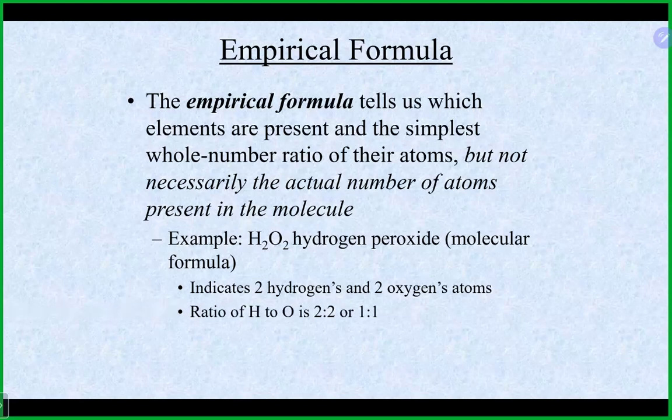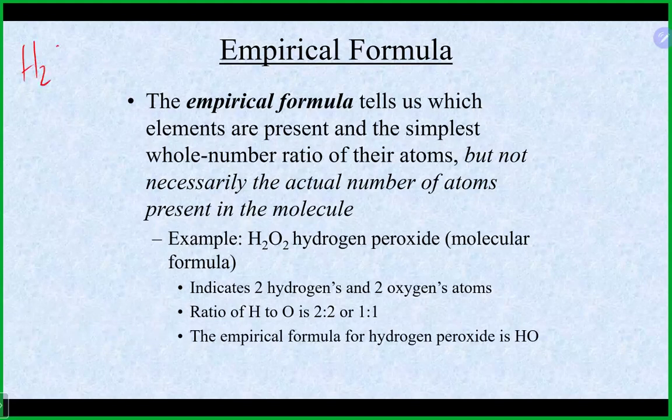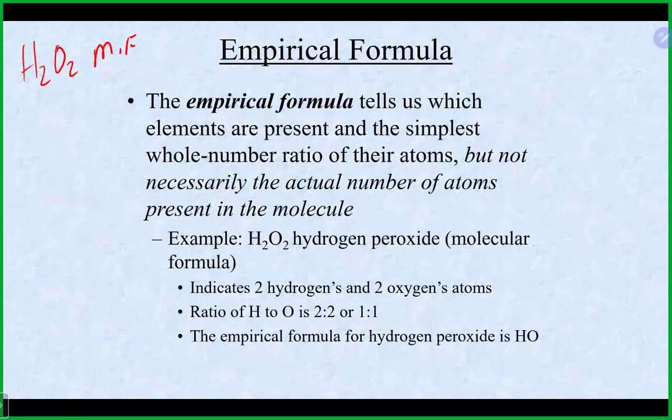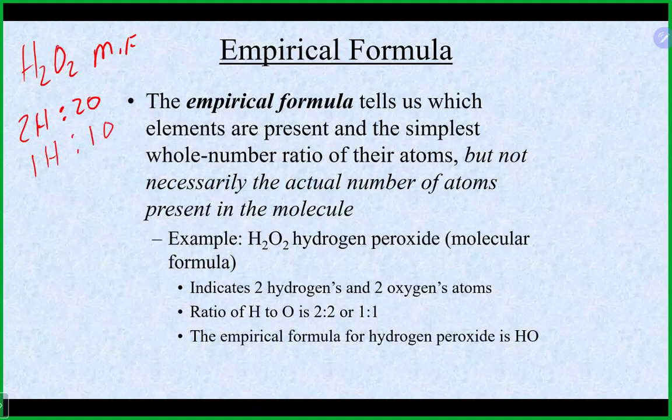So for example, here with hydrogen peroxide, H2O2 is the molecular formula. And when we look at the relationship in the molecular formula, there are basically two hydrogens for every two oxygens. And that's the same as a one-to-one relationship. And again, it could reduce down to HO, which is the empirical formula in this case.